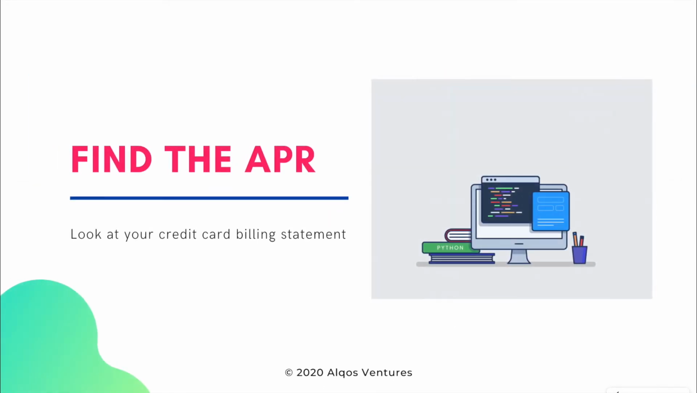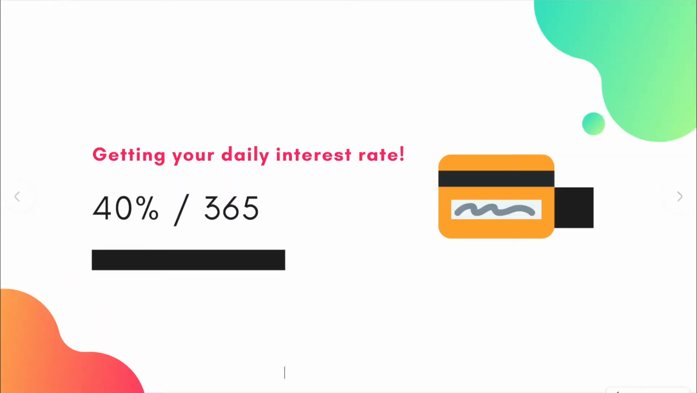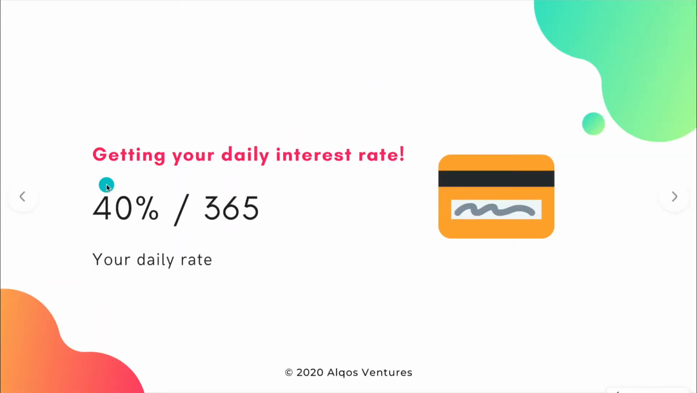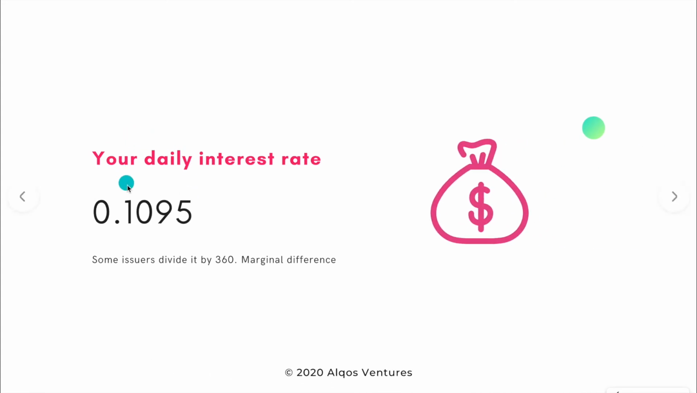So jumping right in, first thing you do to find the APR is you look at your credit card billing statement under which your APR would be mentioned. And then you take that interest rate, and here we're going to take an example of 40%. We're going to divide that by 365. Now, in some cases, it's also divided by 360, but in this example, we're just going to take 365 as the example, which arrives at your daily interest rate.